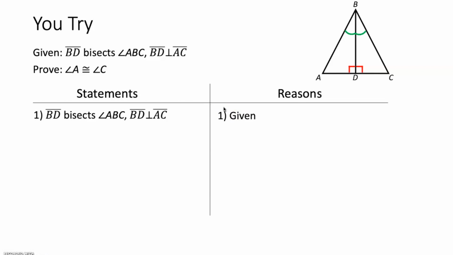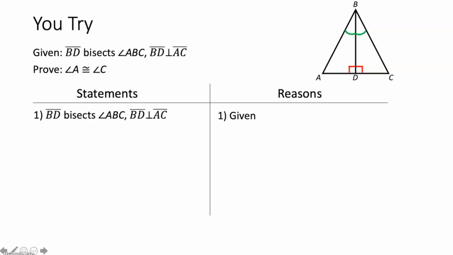Now, step 3, we got to come up with a game plan. Use some problem-solving techniques to get from what we're given to what we're trying to prove. So how do we do that? Well, again, we said that segment BD bisects angle ABC. So we can say that these two angles are congruent by the definition of angle bisector.